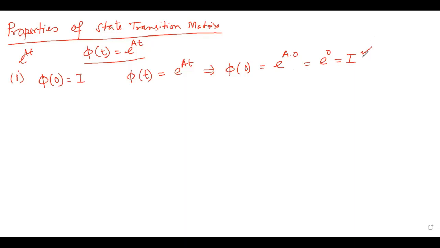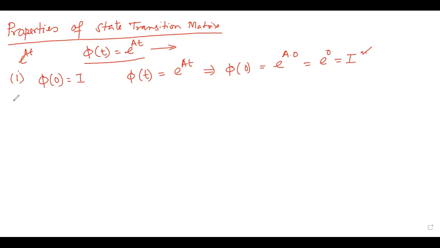Did you understand what I said? What I'm trying to say is, you calculate e to the power At, but you may have a doubt whether your solution is correct or not. Don't worry, just put t equal to 0 in e to the power At, and if it becomes an identity matrix, then your solution is correct. Otherwise, your solution is wrong.